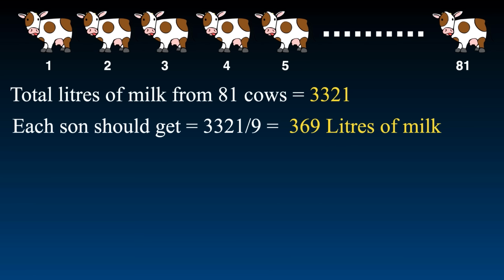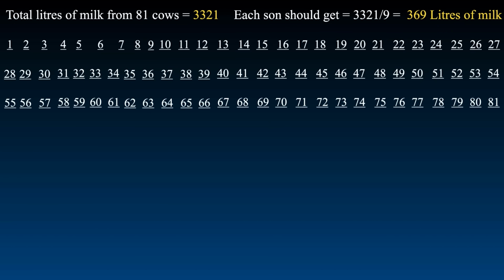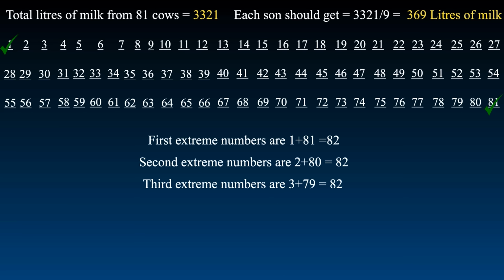In the next step, write the full sequence from 1 to 81 in a straight line and then add the extreme numbers in pairs. So the first extreme numbers are 1 plus 81, second extreme numbers are 2 plus 80, third extreme numbers are 3 plus 79 and so on. Each pair will add up to 82. 4 such pairs will add up to 328. Why we are doing this is we are trying to bring the numbers closer to 369 because each son should get 369 liters of milk.